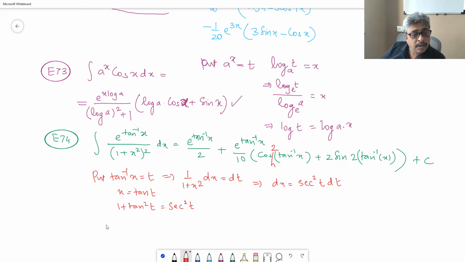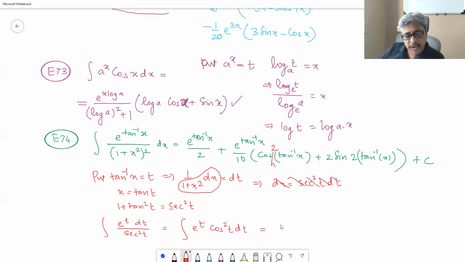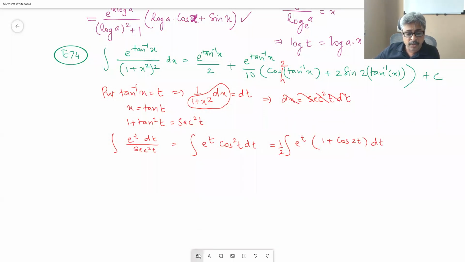So the given problem will become e raised to t. I need not do this, because anyway I have dx upon 1 plus x square with me. So dx upon 1 plus x square is dt, and one more of them is sec square t. This will be integral e raised to t cos square t dt, which is integral e raised to t, cos square t is 1 plus cos 2t upon 2, correct?